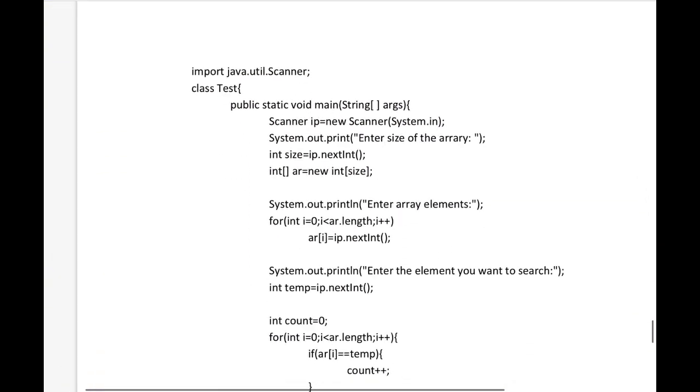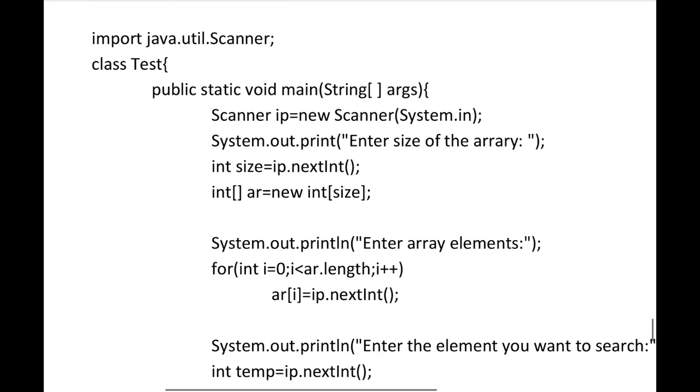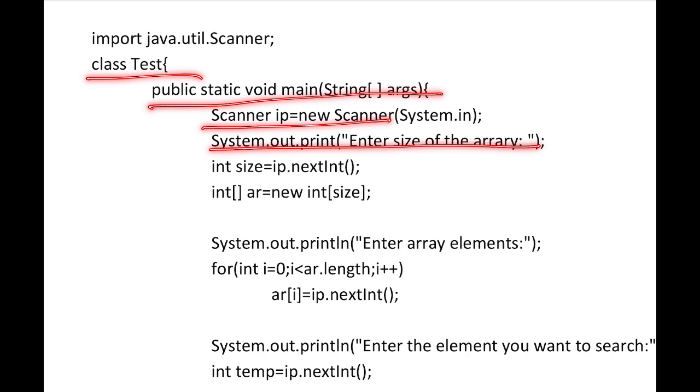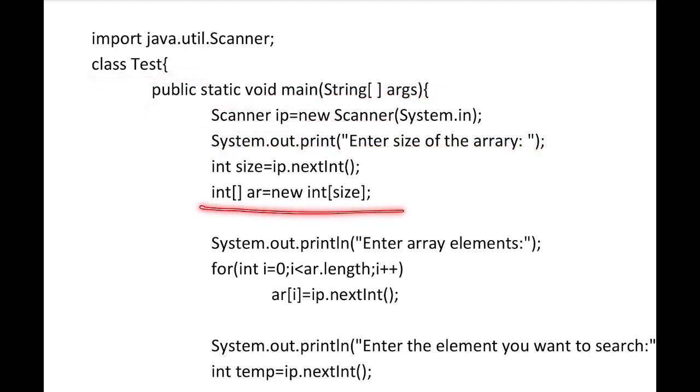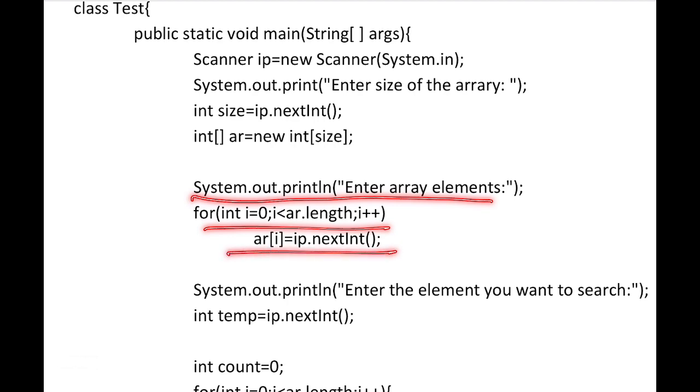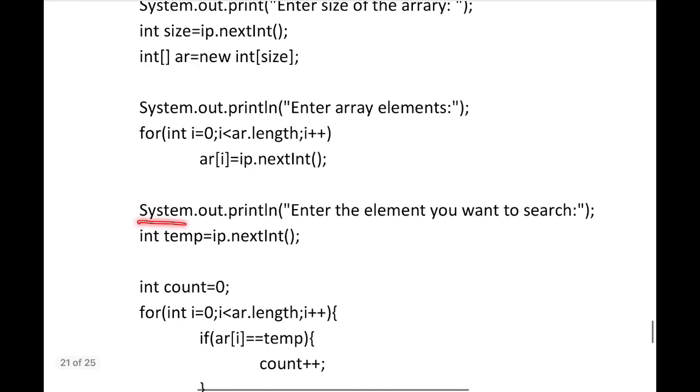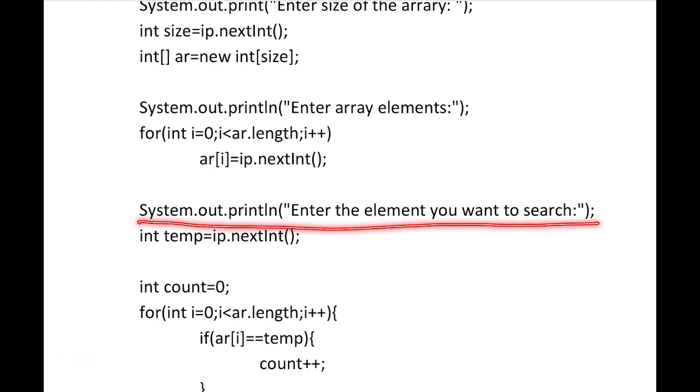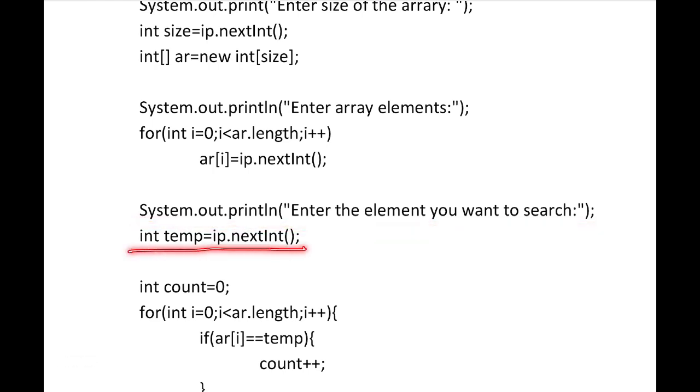So you can see the complete program here. Class test, main method, scanner, enter the size of the array, then declare the array, enter array elements. These things we have already discussed in the previous program. Now here we are taking the input, enter the element you want to search, and it is int temp equal to ip.nextInt. So it was also there in the previous example.